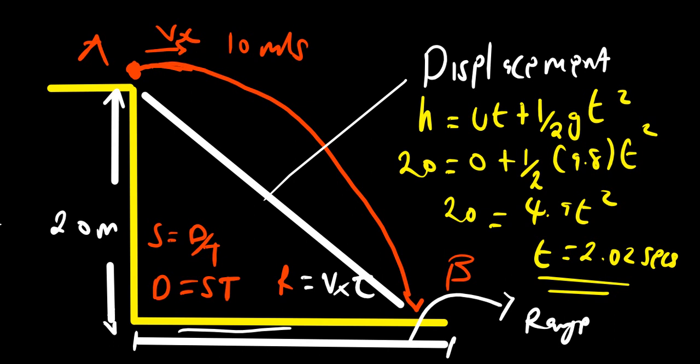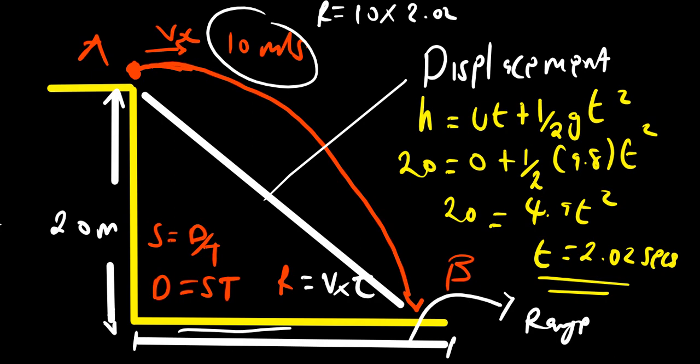So allow me to write it there. The range will be the Vx, which we said was moving at 10 meters per second, so it will just be 10 multiplied by 2.02. So the range in this case will just be 20.2 meters, because it's distance. So that's how we find some of the key things that you need to understand on this kind of projectile.